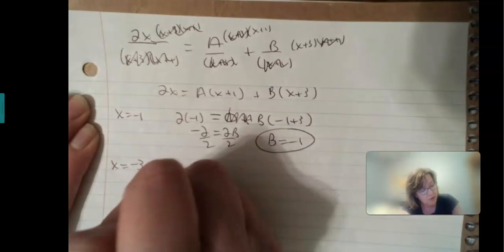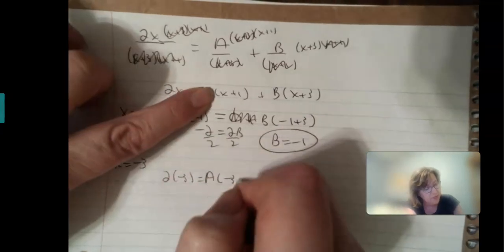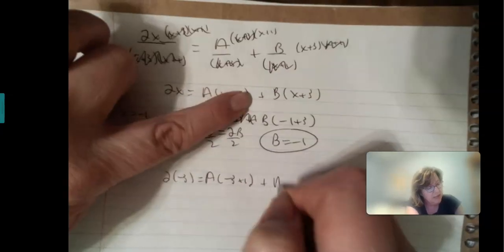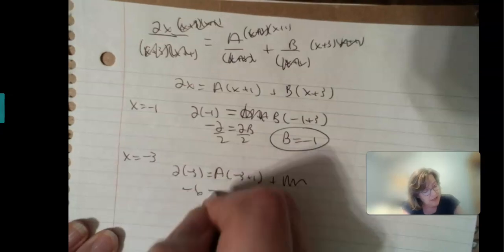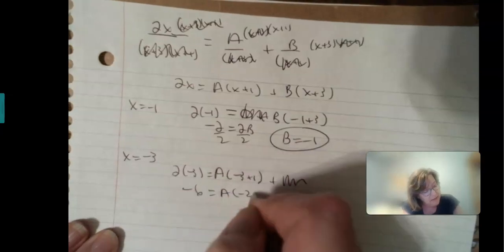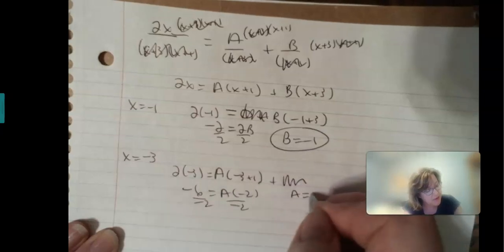So 2 over here times a negative 3, a negative 3 plus 1. And again, I don't even sub it in because I know that's 0. All right, so then I get a negative 6, a negative 2, divide both sides, solving a linear equation. Because remember, we know how to solve linear and quadratic.